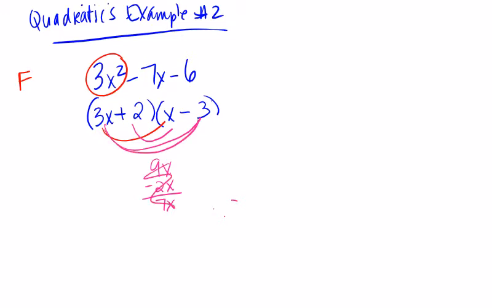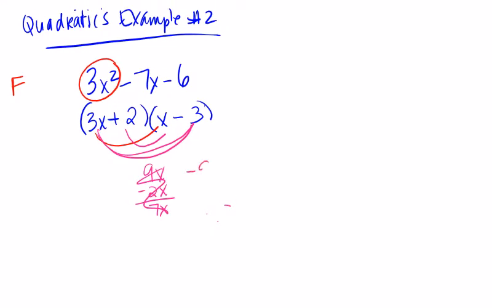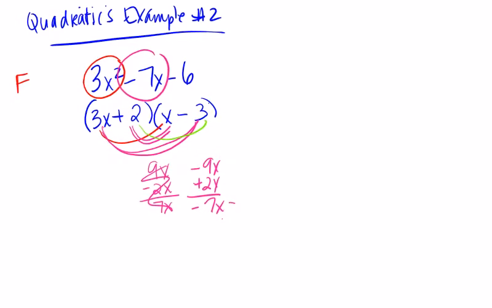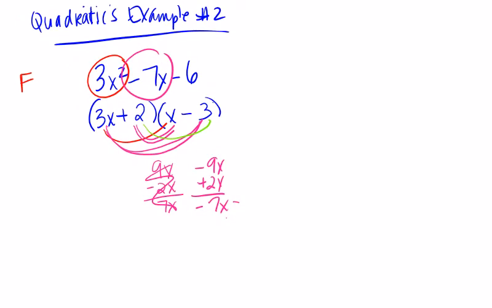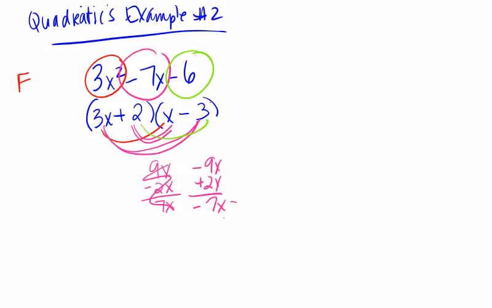So our outside is negative 9x, and then our inside is plus 2x. So that gives us a negative 7x. So that part is right. Now we're going to do our last, and we get a positive 2 times a negative 3, which gives us a negative 6. Now that we know that our factor is correct, we're going to solve.